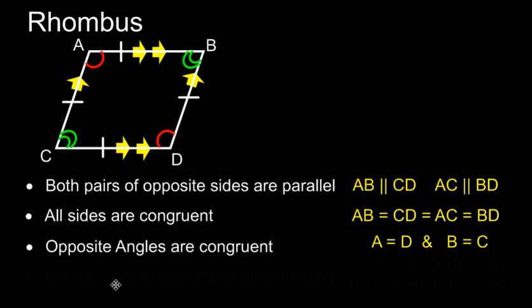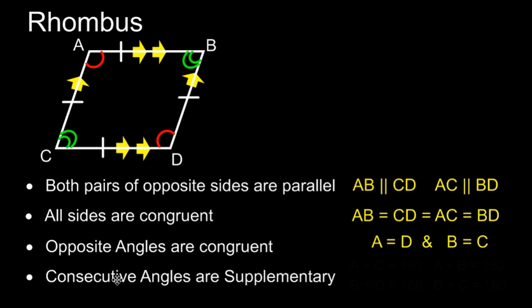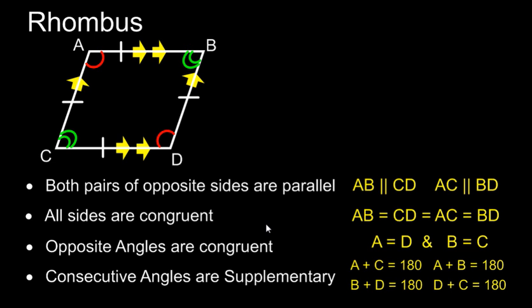Okay? And just like a parallelogram and a rectangle, consecutive angles are supplementary. So A and C are consecutive, so they add up to 180. A and B are consecutive, so they add up to 180. B and D are consecutive, and D and C are consecutive. All four sets of those are supplementary, which means they add up to 180 degrees.